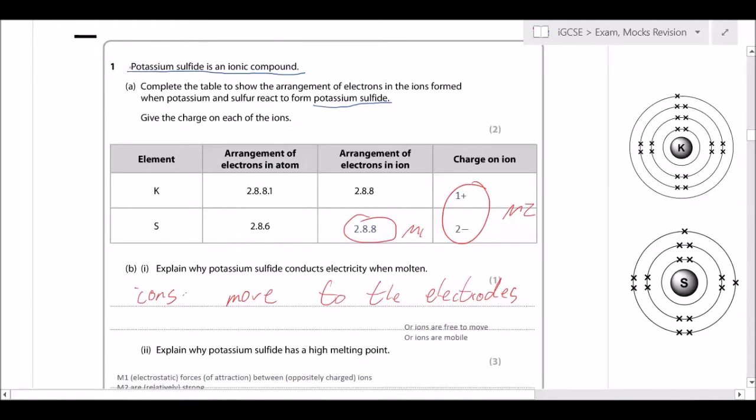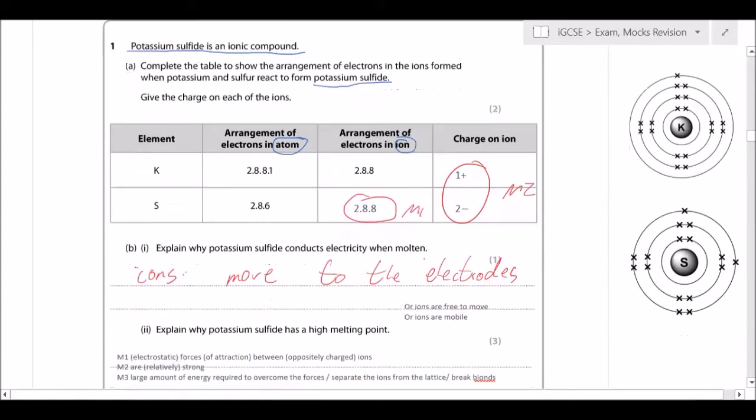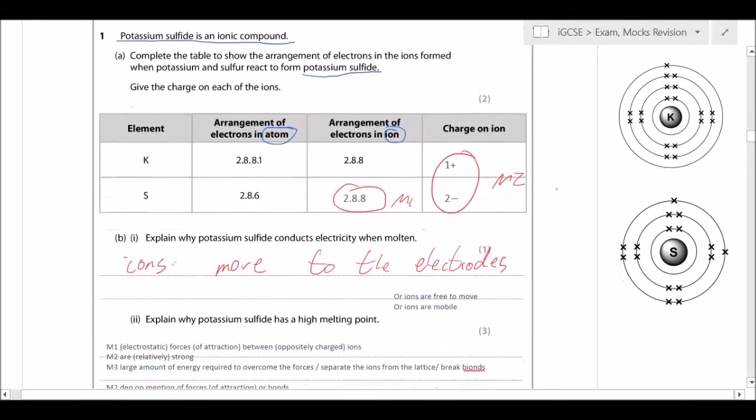Make sure you're underlining chemical names. So potassium sulfide is an ionic compound, and we've got potassium sulfide there again. And you had to complete the table to show the electronic configuration. So this was the arrangement of an atom, and this is the arrangement of an ion. So if we look at them, these are the atoms over here.